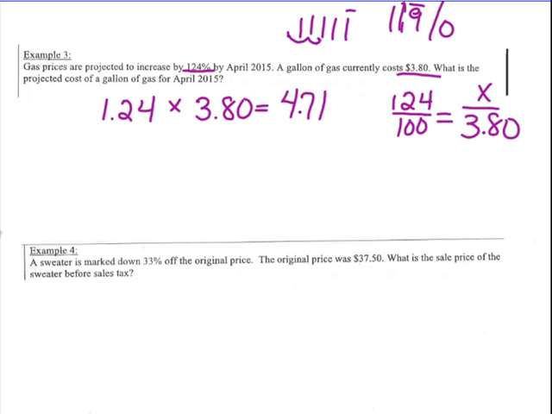So yes, that $4.71. There's a point, and then there's another 20 on here, but with that 20, it would just stay 71. You'd have to round with money. So it's going to increase $4.71. What is the projected cost of the gallon of gas? Well, it's the $3.80 plus the increase, $4.71.